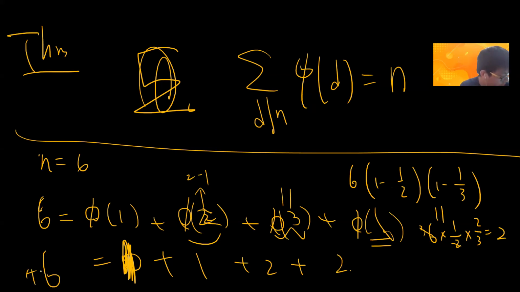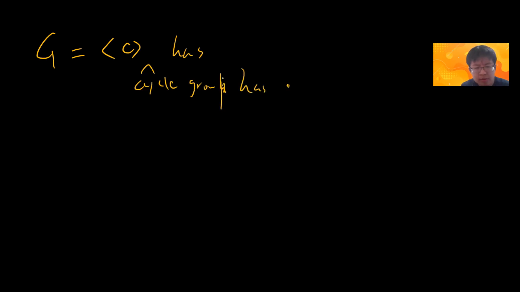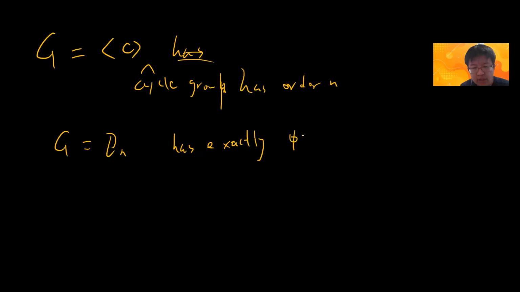Okay, so now the proof. The proof is very easy. Let G be a cyclic group of order n. Basically I just say that G is Zn. There is a fact that I should quickly prove: in the group G equals Zn, there are exactly phi(n) elements with order n.